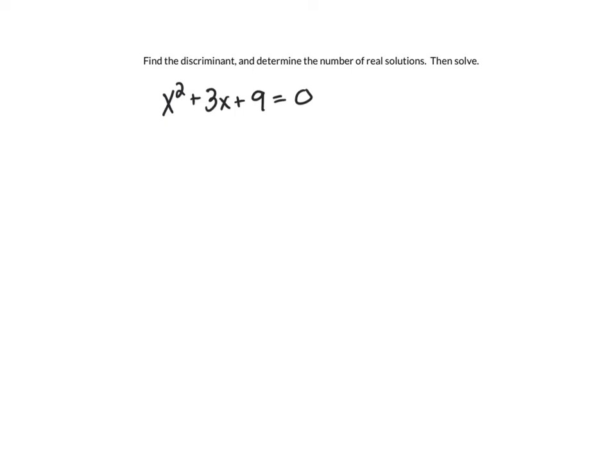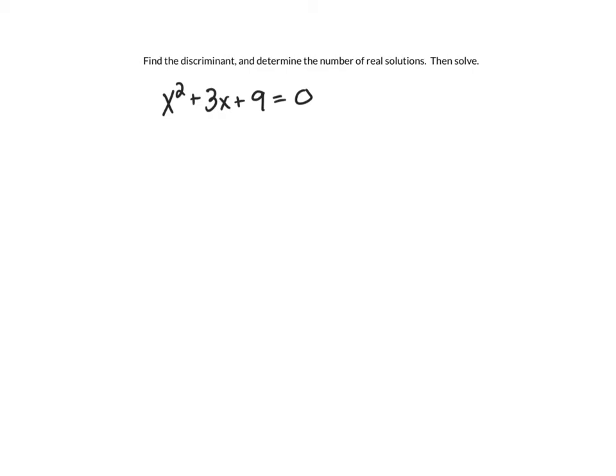All right, for the following quadratic, x squared plus 3x plus 9 equals 0, I'm going to first find the discriminant so I know how many real solutions I have. Then I'm going to determine, based on my discriminant, how many solutions I have, and then I'm going to solve it regardless of whether they're real solutions or complex numbers. I'm still going to solve.